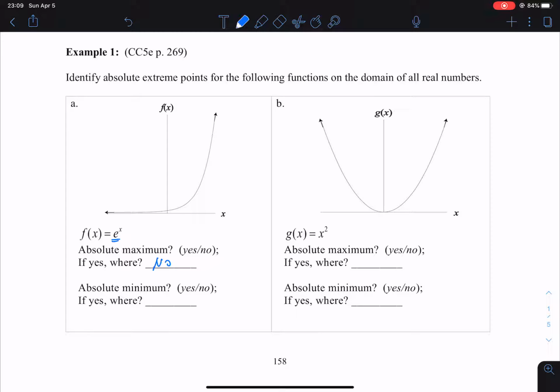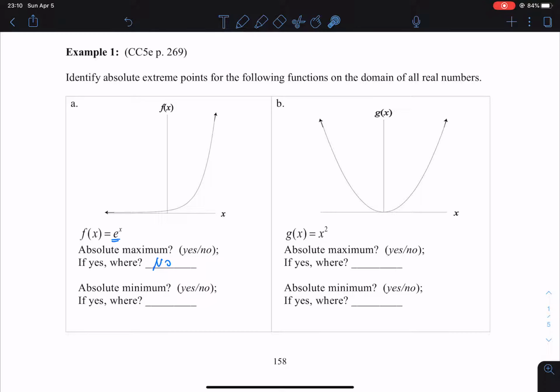Then what about the absolute minimum? Some students may answer 0. Actually, if it is a closed interval, then we have an absolute minimum. But for this one, when x goes to negative infinity, the function goes to 0. But we cannot find any special point c such that f of c is 0. We cannot find that point. So that means we cannot find the absolute minimum point.